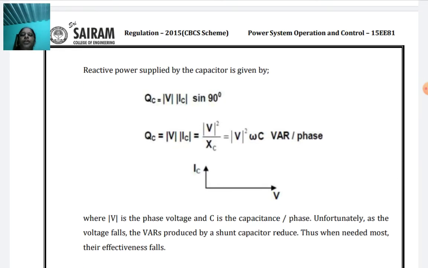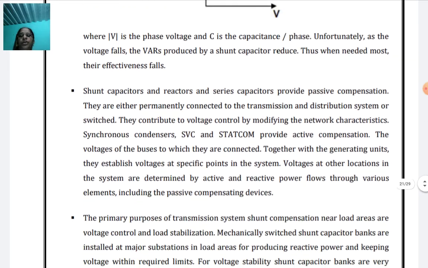The reactive power supplied by the capacitor is given by QC equals V IC sin 90 degrees. You see the diagram, where modulus of V is the phase voltage and C is the capacitance per phase. The current IC flowing through the capacitance leads the voltage by 90 degrees. Therefore QC equals modulus of V into modulus of IC, which is modulus of V squared divided by XC, equal to modulus of V squared into omega C volt ampere reactive per phase.